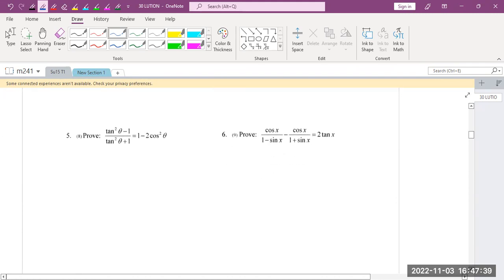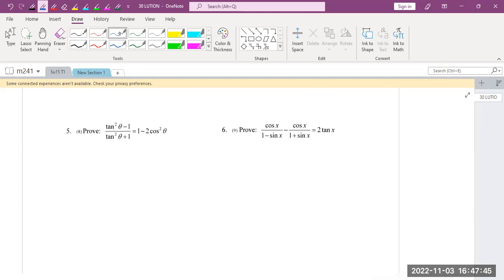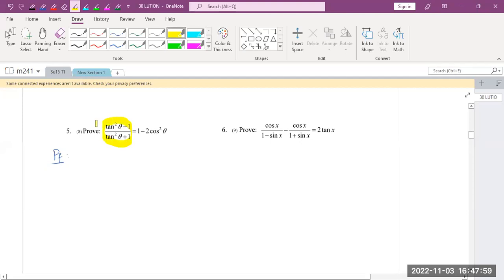Numbers 5 and 6 are the place where we do proofing. Remember, when you do proofing in my class, you need to first show the direction of the proof. Like number 5, we want to prove from the complicated one. I think this is more complicated, right? So we will prove from left to right. Show the direction of the proof first.